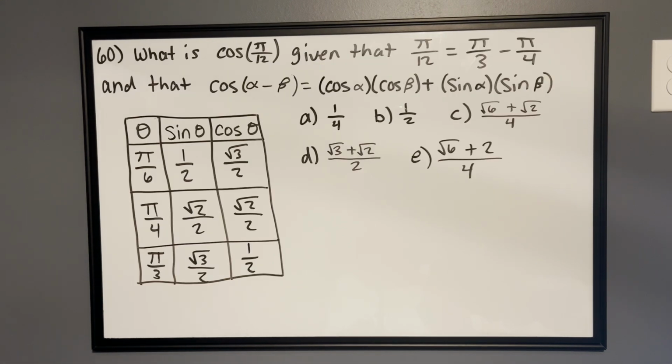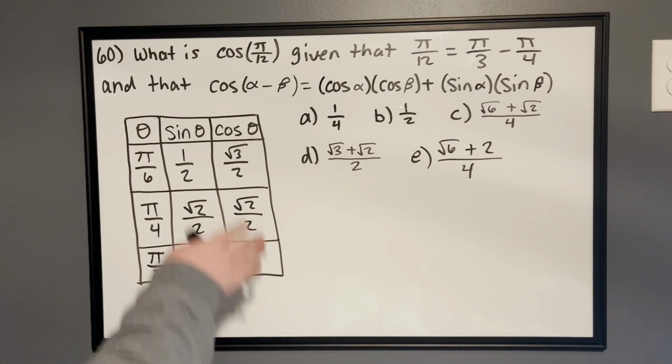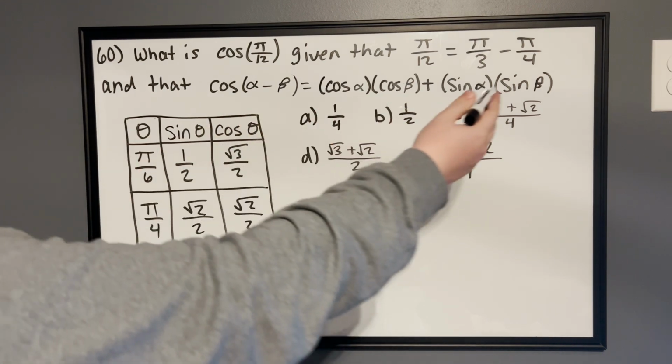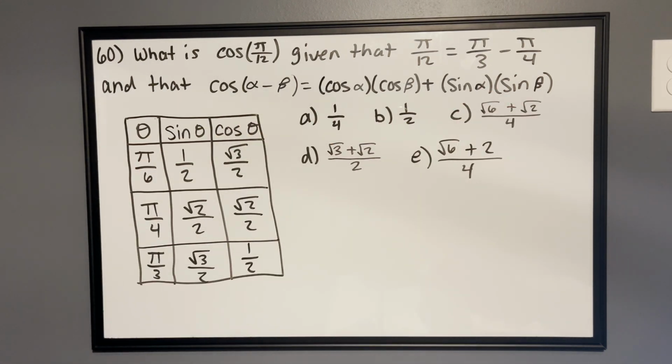All right, so here's the last question of this Math ACT section. It says, what is cosine of pi over 12, given that pi over 12 is equal to pi over 3 minus pi over 4, and that cosine of alpha minus beta is equal to cosine of alpha times cosine of beta plus sine of alpha times sine of beta? Now, the best part about this is that the ACT gives you the table of these values, and it also gives you the formula. So we can figure this out really quickly.